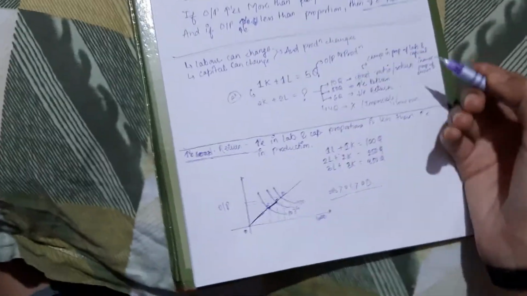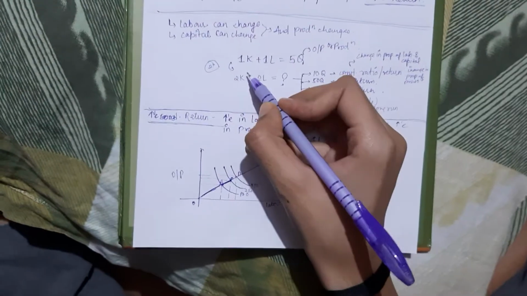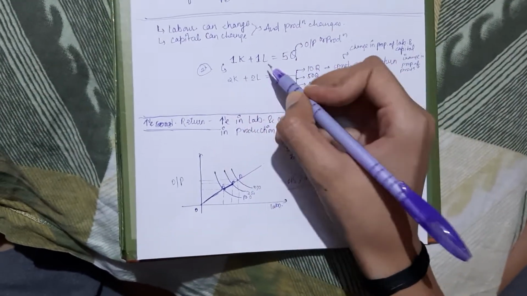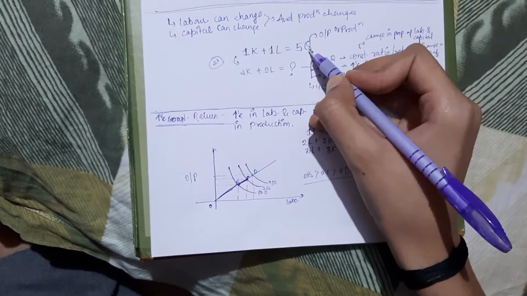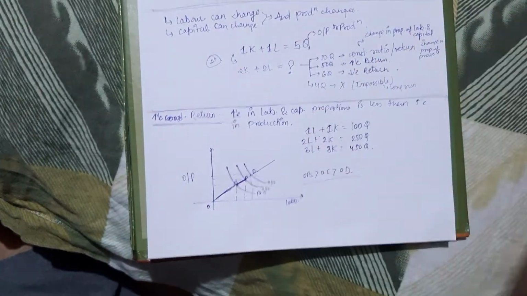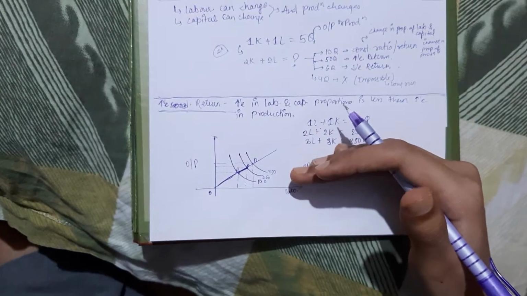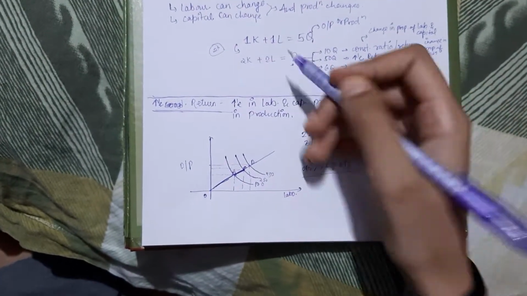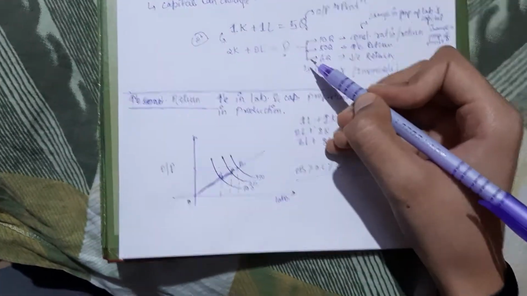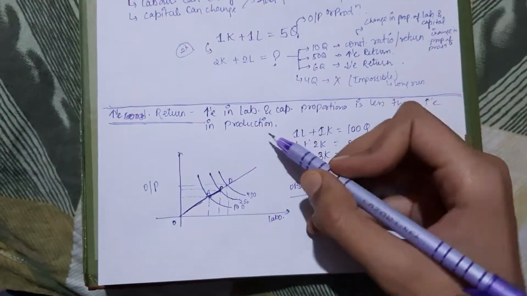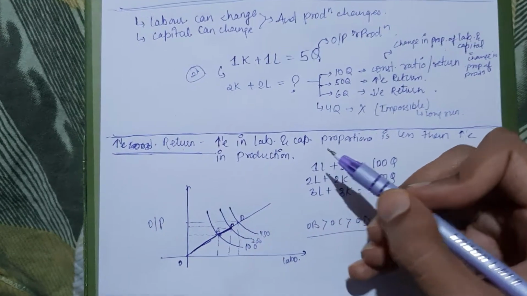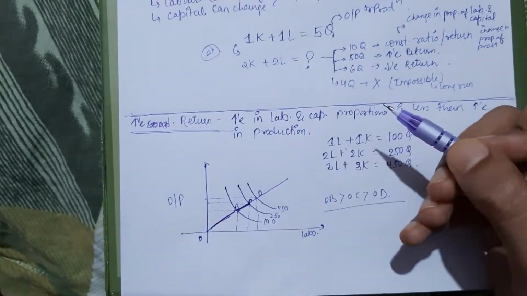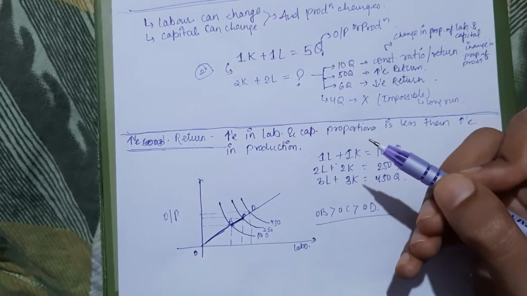So here we go with an example. Let's say I have one capital and one labor that give me an output of 5Q, output of production. And if I want to double the capital and the labor, then what happens to my output? We have three conditions. It may increase, it may remain constant, or it may decrease.